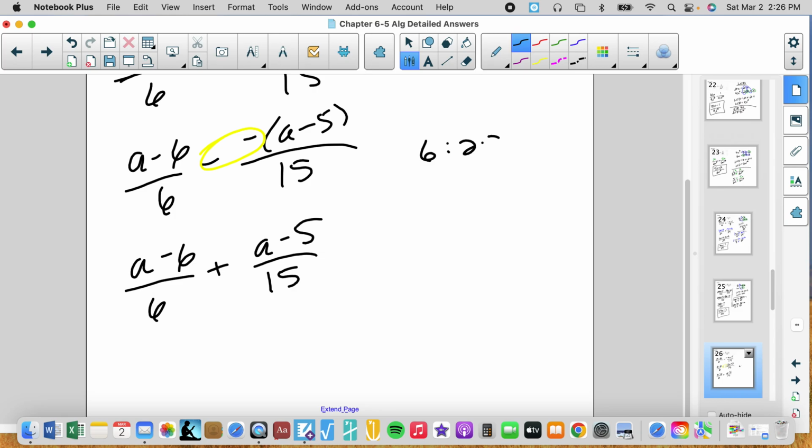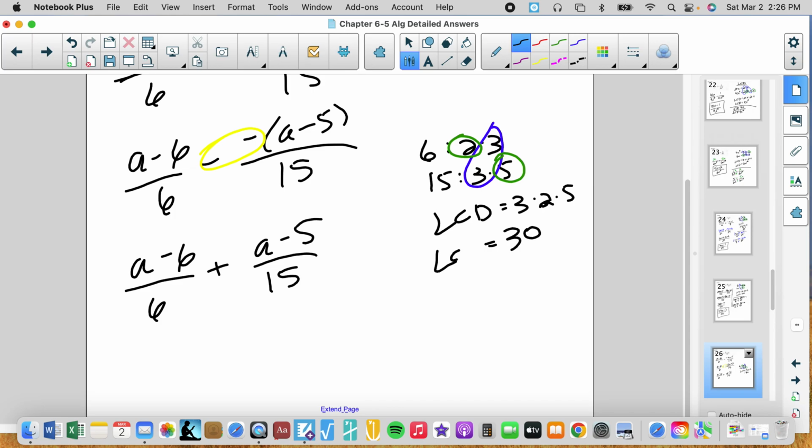6 is 2 times 3. 15 is 3 times 5. Common. Leftover. LCD is 3 times 2 times 5, which is 30. Common denominator of 30.